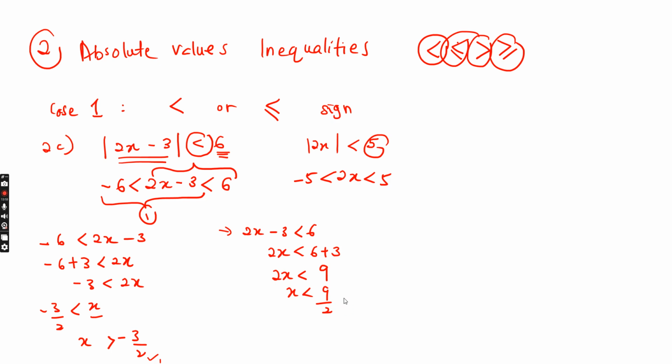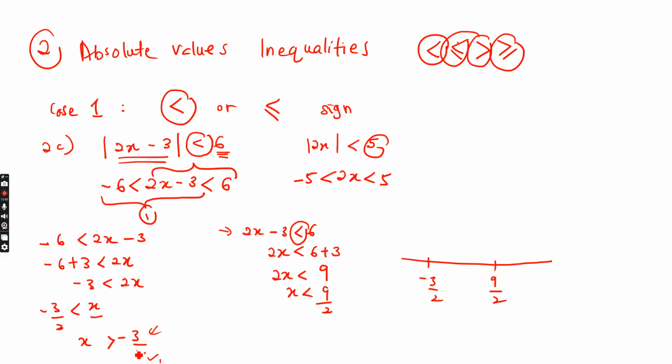So now when you have these two, what you need to do is draw a straight line, and then you put all the values that you have here, which is the first one is negative 3 over 2, another one is 9 over 2. Okay, then what you need to do is this sign is less than, right? Less than, there is no equal sign.